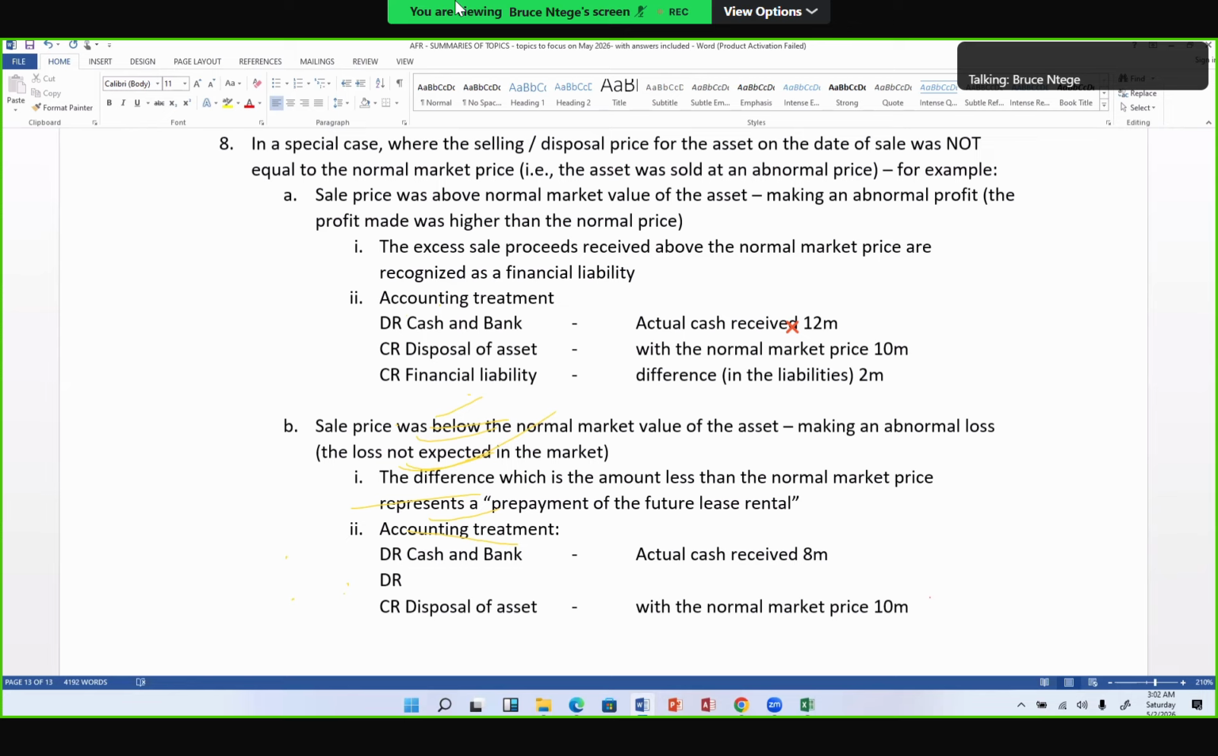I did not take into account that I should have sold it at 10. I sold at 8. You did it knowingly. You knew it. You agreed with the other person that let me sell you at less than the normal price. So that is as if you have prepaid. So that's a prepaid rent.